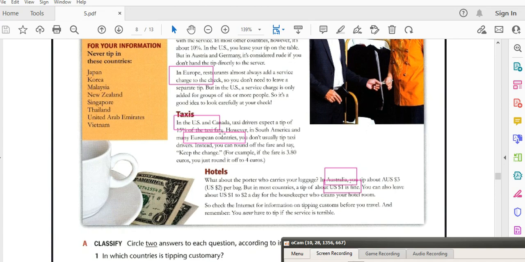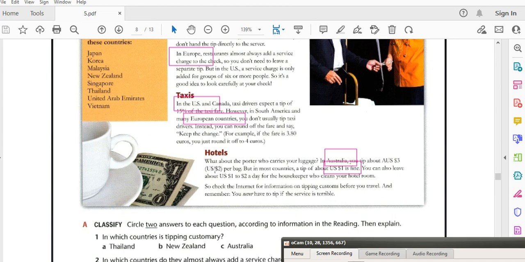Okay, round off the change. It means you can say, okay, the rest is okay. That's for you. Keep the change. The rest is for you. I don't need it. For example, if the fare is 3.8 euros, you just round it off to 4 euros.